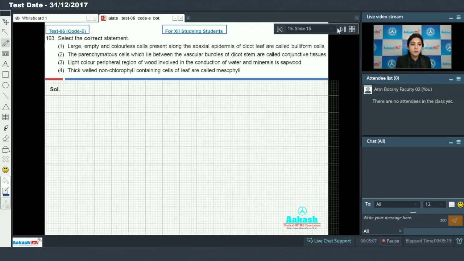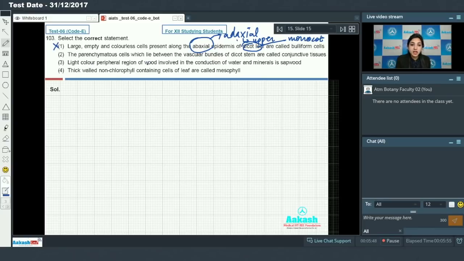Question 103 says, select the correct statement. Here you have to identify the correct statement. Large empty colorless cells present along the abaxial epidermis of dicot leaf are called bulliform cells. We just discussed that bulliform cells are present along the upper epidermis. So this should be adaxial. Abaxial is lower epidermis, adaxial is upper epidermis. They are present in the upper epidermis and in monocots, not in dicots. So this option is ruled out.